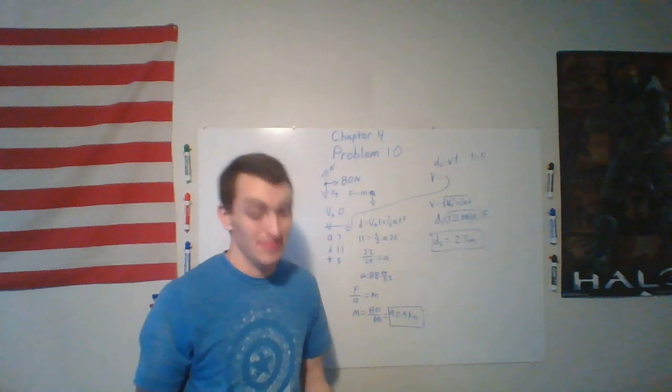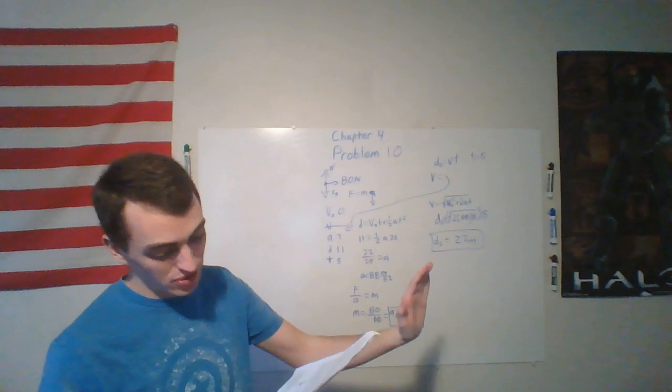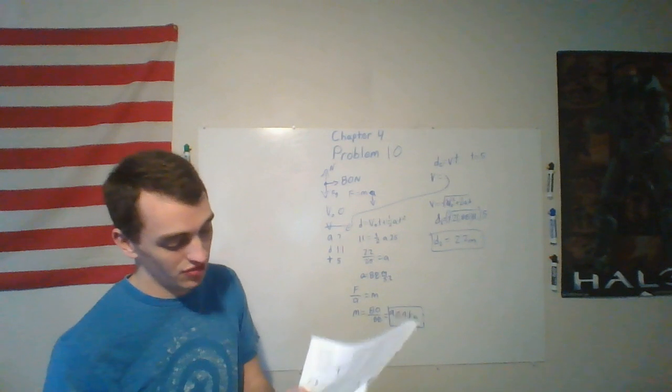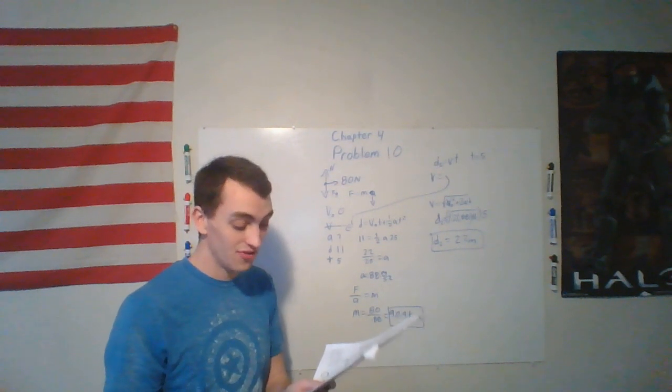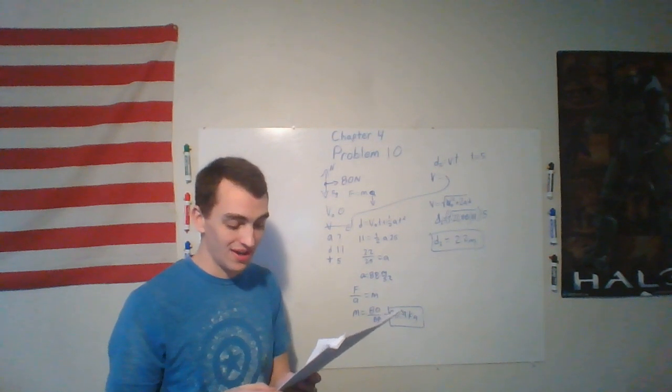Chapter 4, problem 10 does indeed read: a dock worker applies a constant horizontal force of 80 newtons to a block of ice on a smooth horizontal floor with negligible friction. The block starts from rest and moves 11 meters in 5 seconds. So first, find out what is the mass of the block of ice.